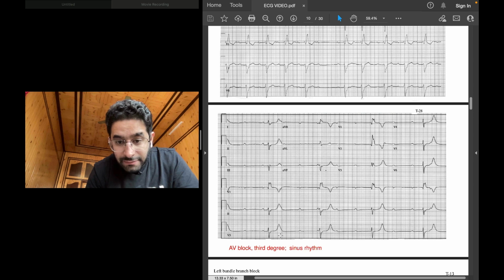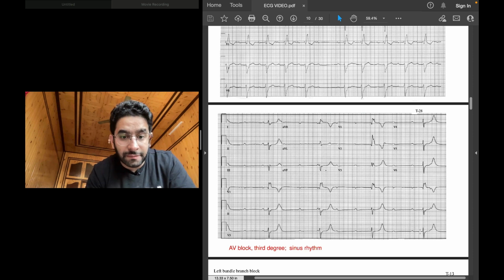And P waves have no particular relation with the QRS complexes. There's no constant PR interval. Nowhere do you find that P's are being conducted. So if you see, there will be P's, the P's are regular, they're coming at regular intervals. So look at this, P here, followed by P, followed by another P just immediately after this T wave. So these P waves are constant with respect to each other.